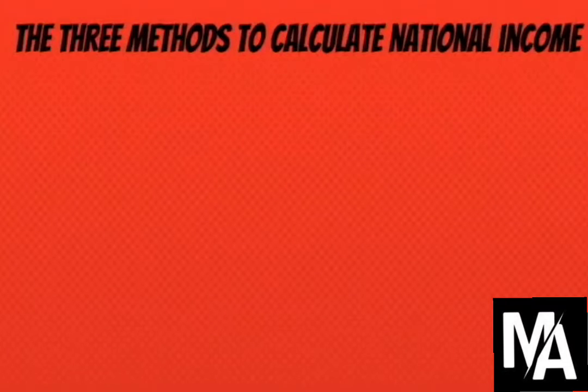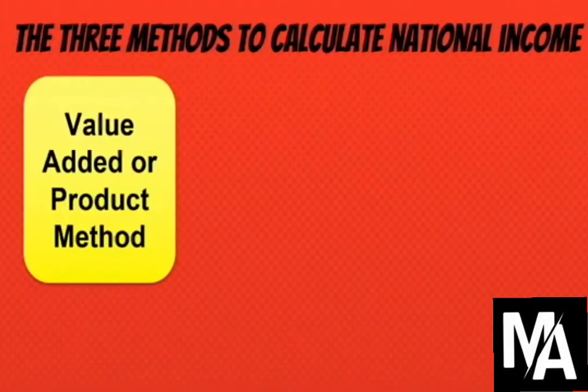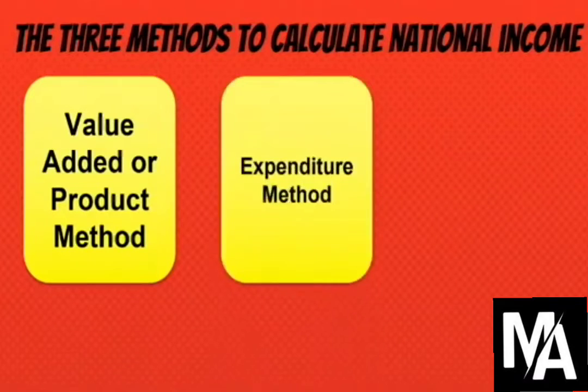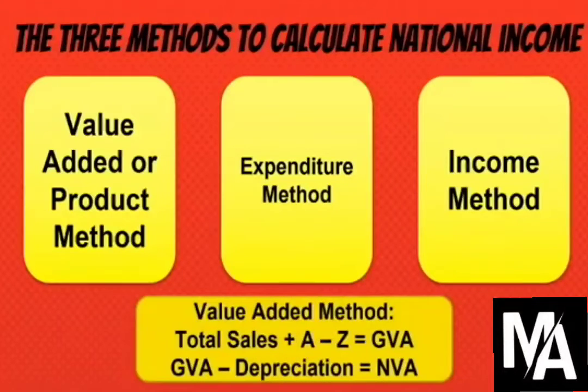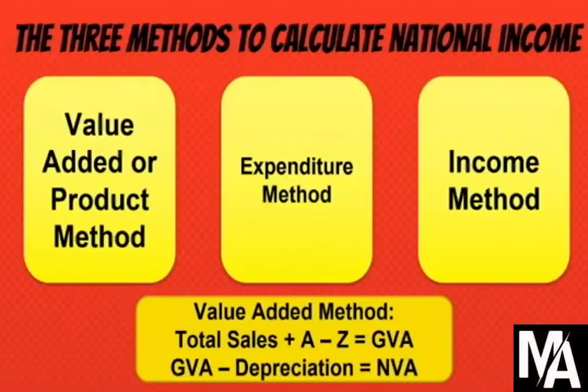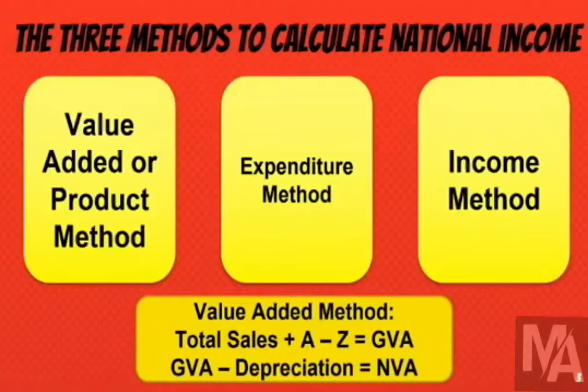Just a quick recap, there are three methods to calculate national income. The first one is the value added or product method. The second one is the expenditure method, and the third one is the income method. A quick summary of the value added method, which is available in my last video: total sales plus A, that is change in stock, minus Z, that is intermediary goods or raw materials, is equal to gross value added, GVA. And from GVA, when we reduce depreciation or capital consumption, that becomes NVA or net value added. So that was just a summary of what we had discussed in the previous video.